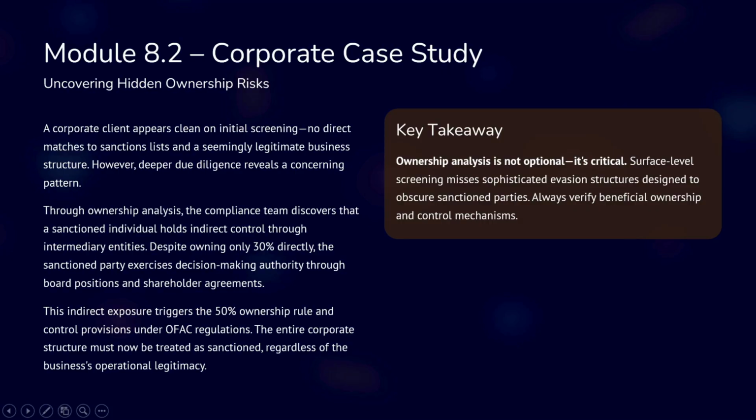This is a classic example of indirect sanction exposure. Even though the company name does not appear on the sanction list, the company is still considered sanctioned because it is owned or controlled by a sanctioned person. In such cases, banks must treat the company as restricted. This scenario highlights why sanction screening cannot stop at surface level checks and why ownership and control analysis is critical.